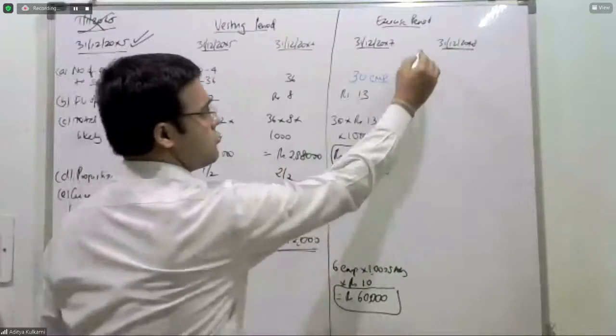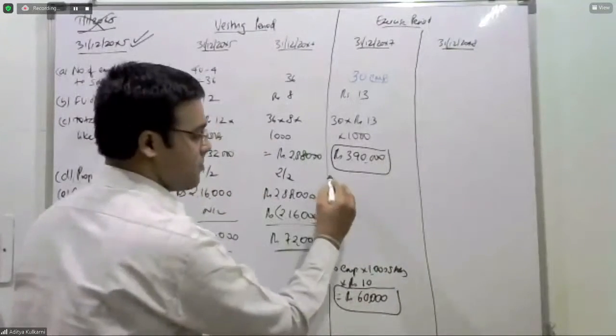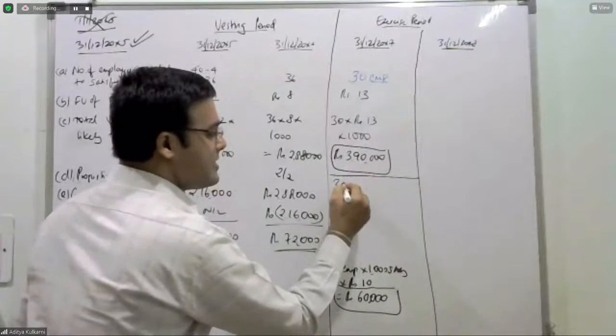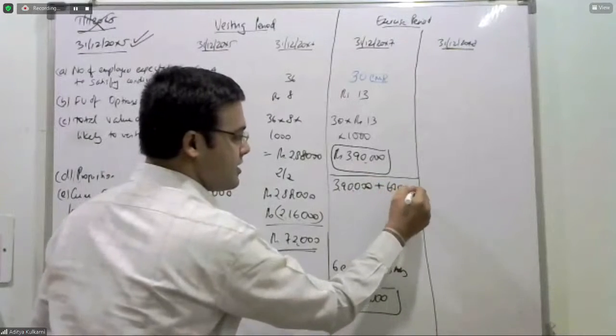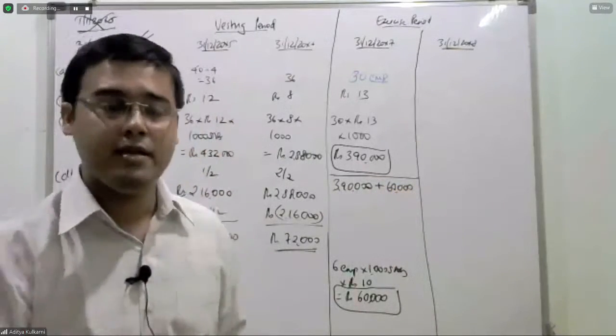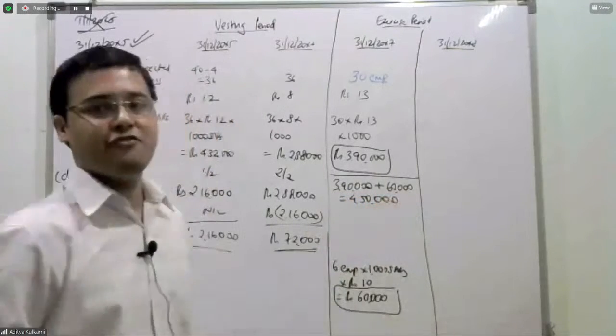I'll write it here due to lack of space. It must come below. Okay. 3,90,000 is the SAR unexercised. 60,000 is the SAR exercised. A liability of 60 is payable. You have to show this at 4,50,000.